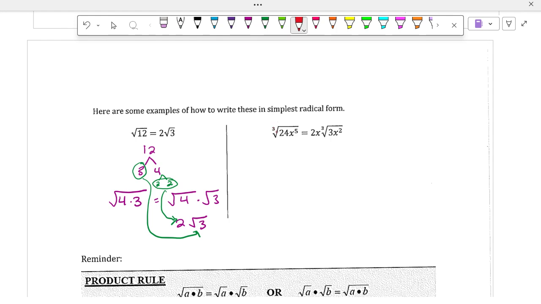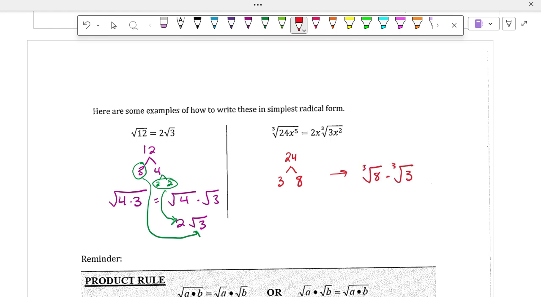Same thing with 24x to the 5th. We're looking for perfect cubes. So with 24, I would break it down till I get a perfect cube. So that'd be 3 and 8. And I know 8's a perfect cube. So if I wanted to rewrite it, I could rewrite this as the cube root of 8 times the cube root of 3.